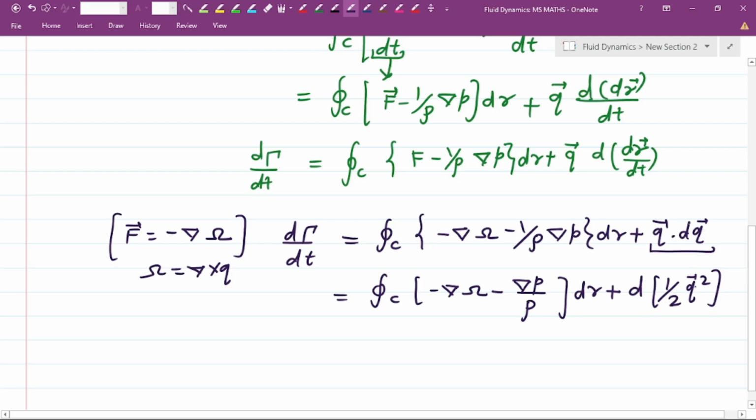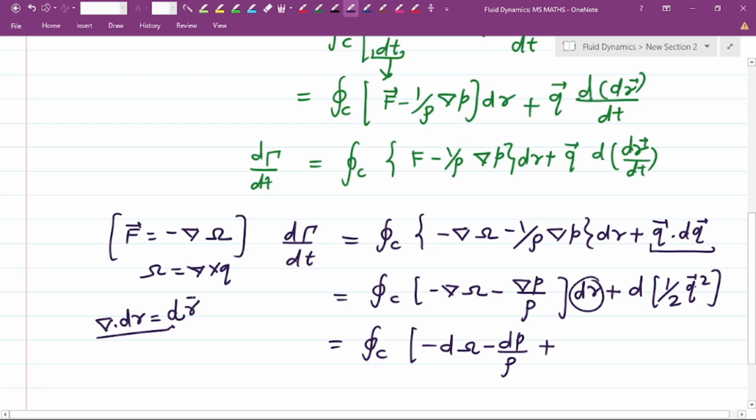So we can write in such a way, or basically we can integrate this one. So we'll get this. Now we have this quantity, and I can write this as my closed integration over the closed path. This whole quantity can be written in the form of d. So it is my d omega minus dp by rho plus, by multiplying the dr, the delta into dr can be written as dr. So in such a way we can write this is dp by rho plus this will be d of 1 by 2 q vector square.